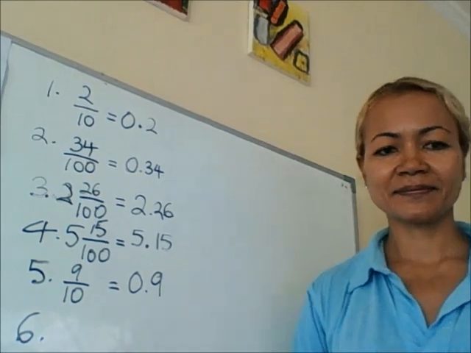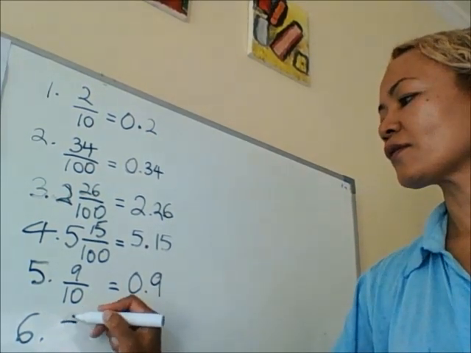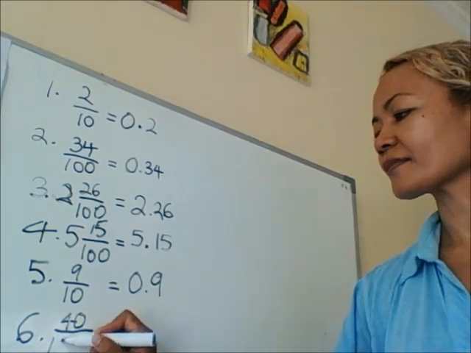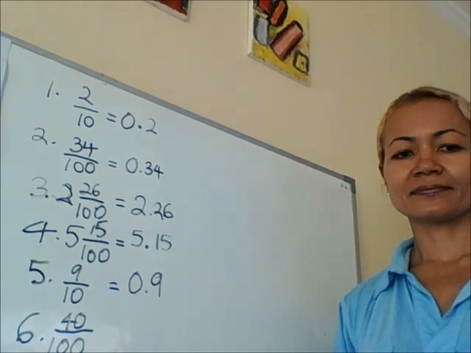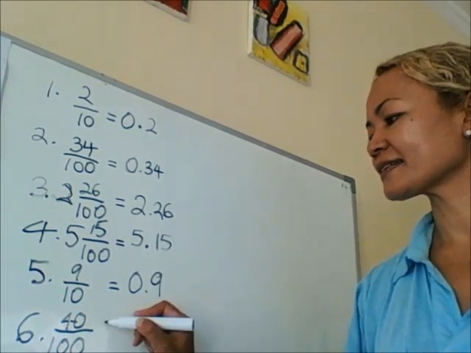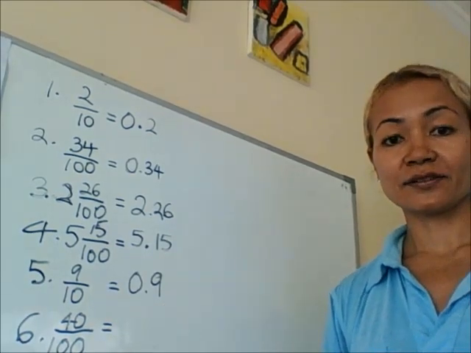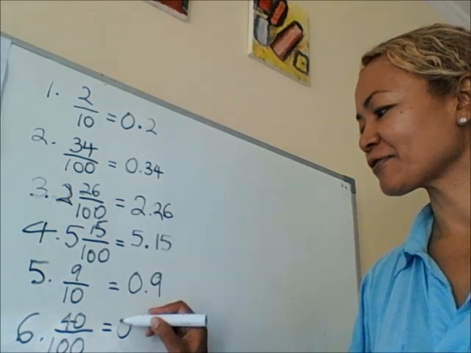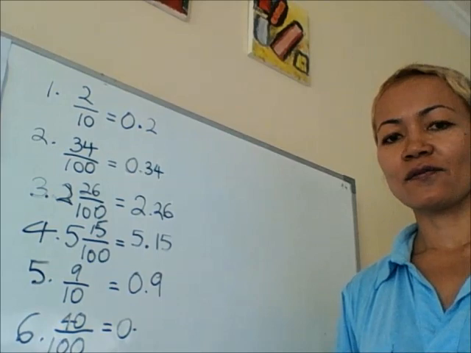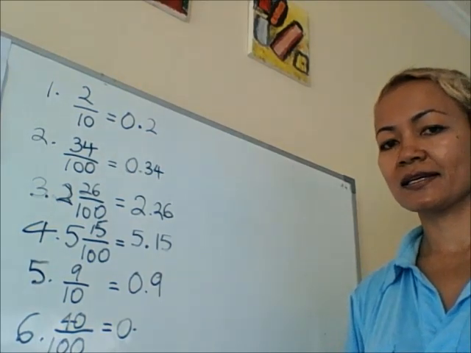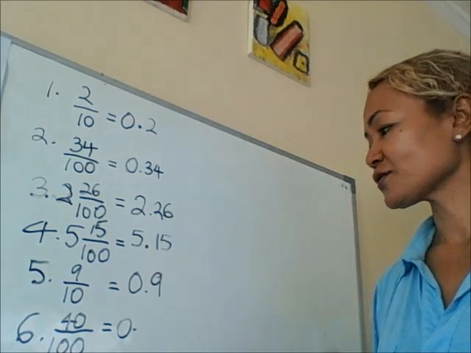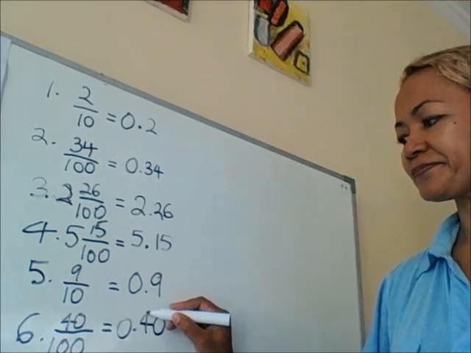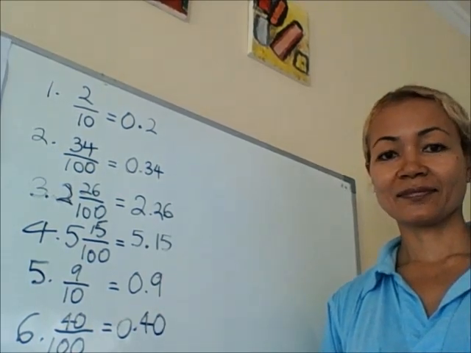Number 6. Last one. 40 over 100. I'll give you some time to solve it now. Right, I hope you've done it. 0.40 hundredths. It'll take up 2 columns to the right of the decimal. 40. All right, and you're done.